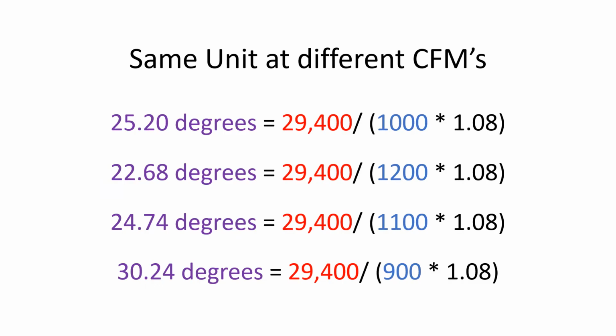With the same piece of equipment at different cubic feet per minute with the indoor blower, we'll find at 1,000 cubic feet, this piece of equipment with a 29,400 BTU output would have the expected 25.2 degrees. If we were to increase the CFMs to 1,200, we'd have the same BTU output of 29,400, but our delta T is 22.68. Lowering that slightly to 1,100 would give us a delta T of 24.74. And if we lowered it down to 900, we'd have a delta T rising all the way to 30.24 degrees.